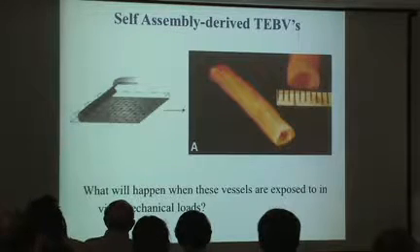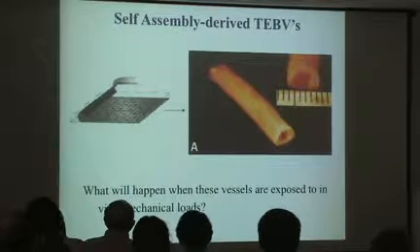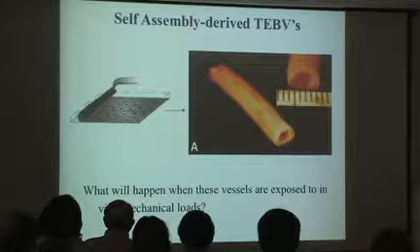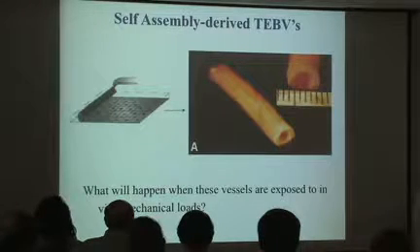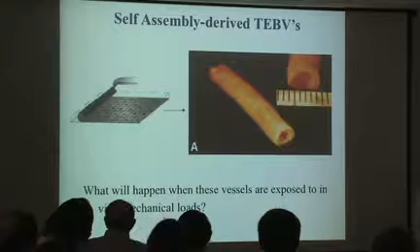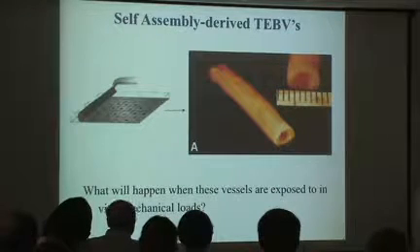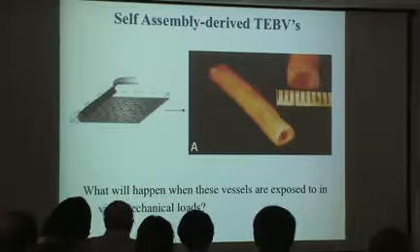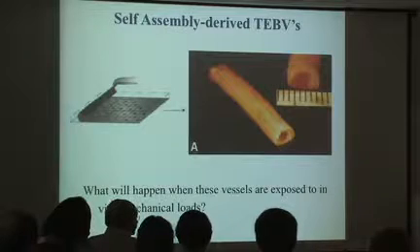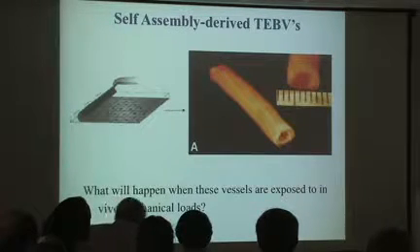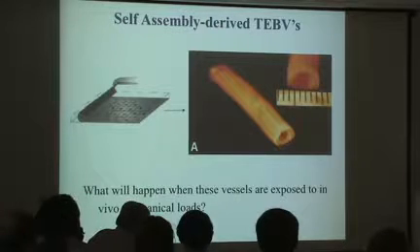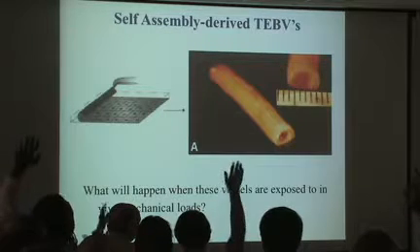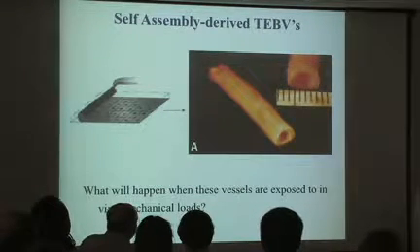So let me ask you this question. What will happen when these vessels are exposed to mechanical loading? What do you think will happen? Anybody have any idea? So the mechanical properties are pretty close, right? So this thing should go in and the patient should survive, and this will behave even better than a venous graft, or maybe even better than an internal mammary artery, right? Or wrong? Who says yes? Who says no? Why do you think?